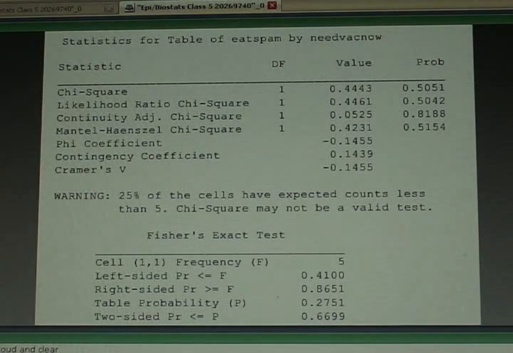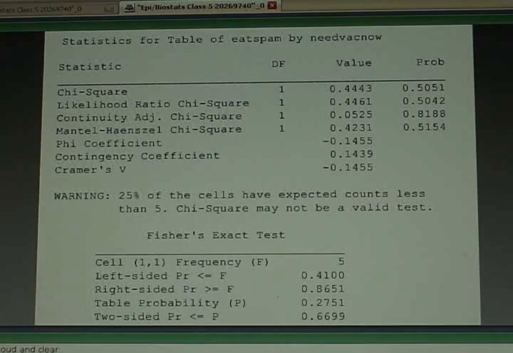And formally, for a 2x2 table, it's called a Fisher exact test. And SAS and other packages will also do that. It's another way of calculating p-values. In this case, we get a p-value that's also very large, 0.6699. It's different from the 0.5051.